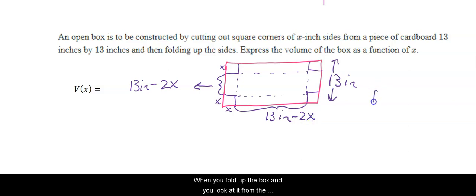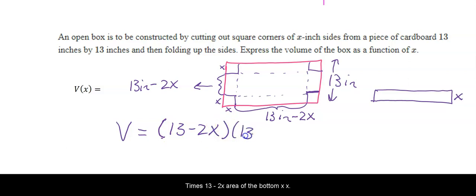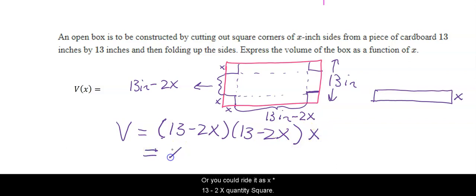When you fold up the box and you look at it from the side, the height of the box is going to be x because it's this little measure that you folded up and it has height x. So the volume is going to be 13 minus 2x times 13 minus 2x, area of the bottom, times x. Or you could write it as x times (13 minus 2x), quantity squared.